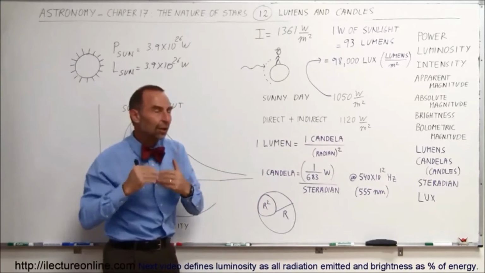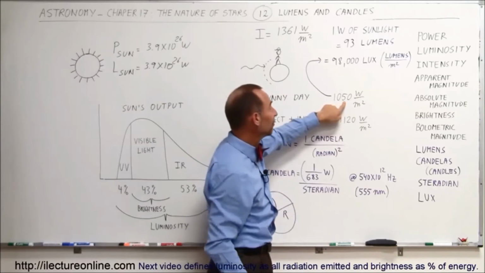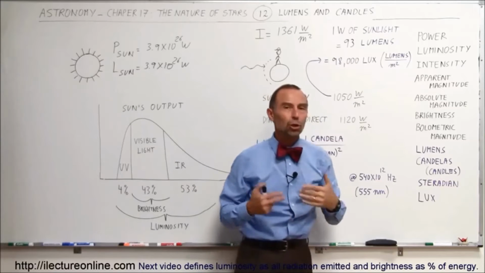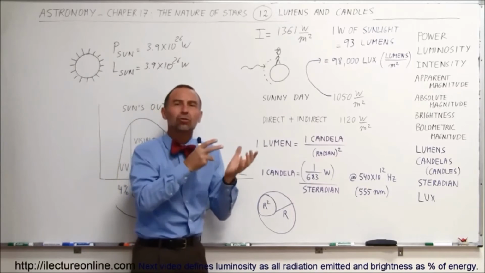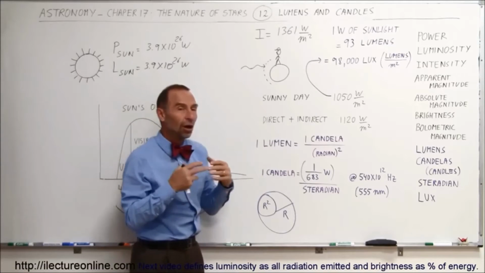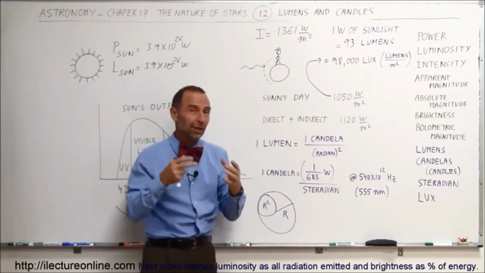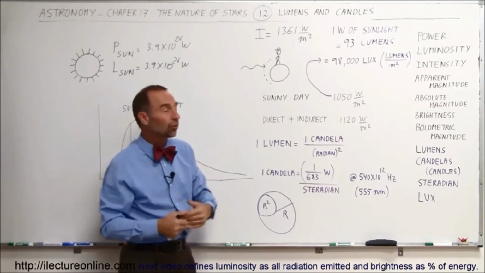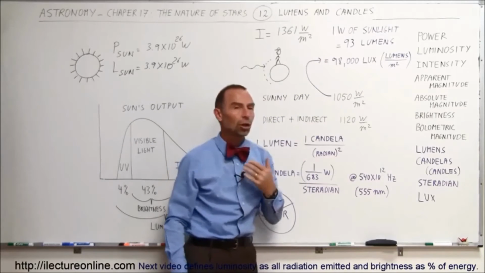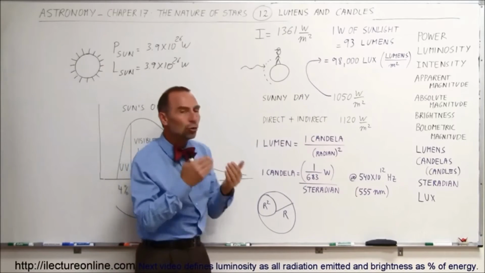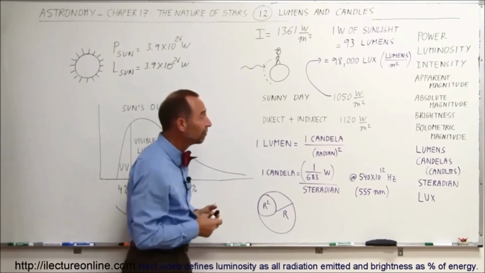Now, of the direct sunlight that reaches the earth, we can say that 1 watt of that sunlight, 1 out of 1,050 watts, produces 93 lumens. That's the luminosity term, or the brightness term. Brightness term may be a better term to use, of the sunlight when it reaches the earth. How bright is the sunlight? Well, we can say for every 1 watt per square meter that reaches the earth, we receive 93 lumens. If we multiply 1,050 by 93, we get about 98,000 lux, which means 98,000 lumens per square meter. That's the brightness of sunlight in terms of the visible light that we receive.